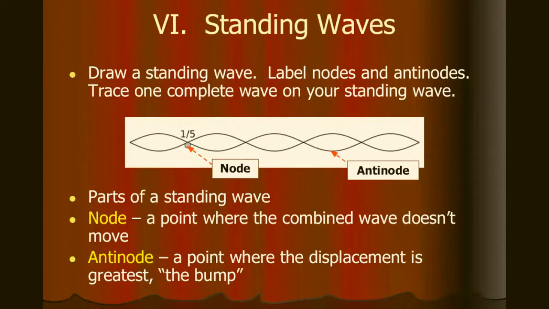And finally, the last example of standing waves. If you look at these parts, we've got antinodes and nodes. The node is the point where the combined wave doesn't move, and the antinode is the point where the displacement is the greatest, or would be considered the bump.